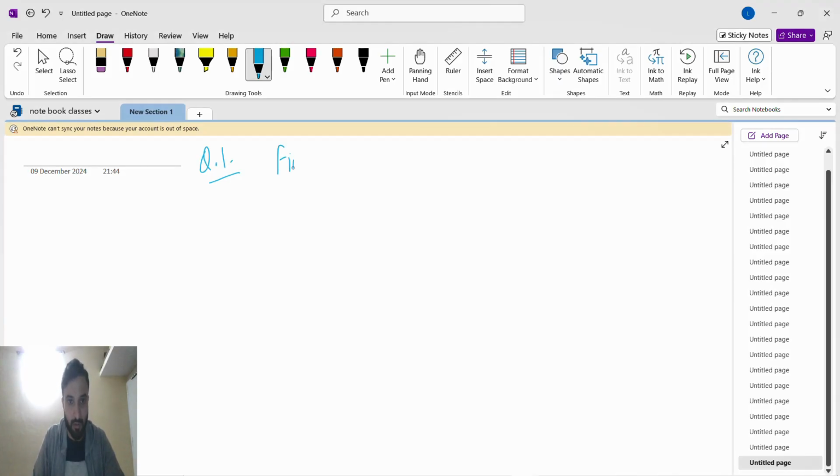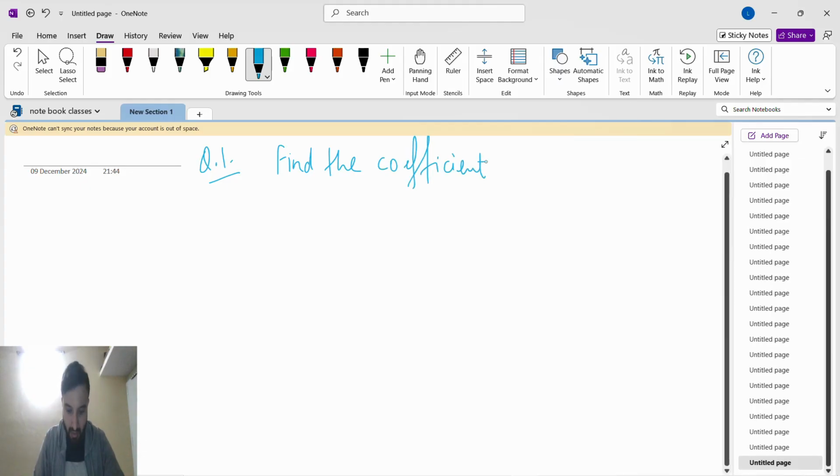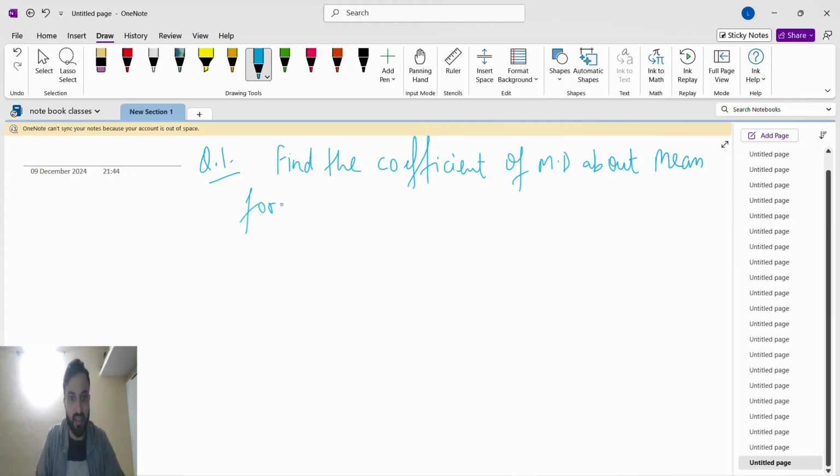Problem question number 1. Find the coefficient of mean deviation about mean. Here they will not give a large number of observations, maybe 5 or 6 or 3 or 4. The observations are 5, 8, 9, 2, 1. What do we have to find? We have to find the coefficient of mean deviation about mean. So they talked about mean, so first of all we will find the mean.